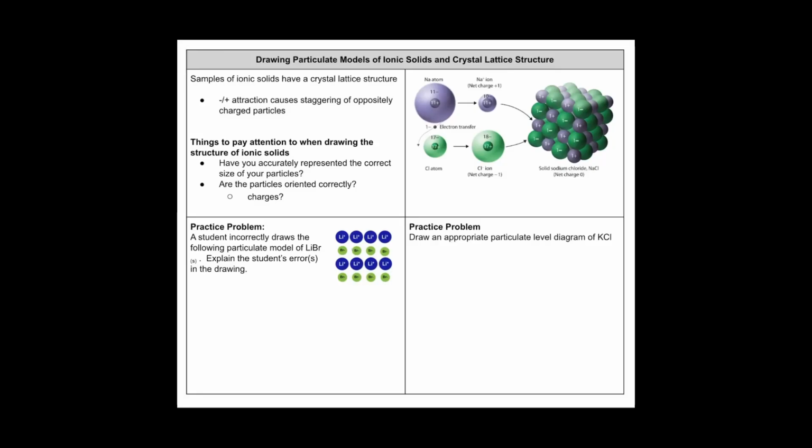All right, ladies and gentlemen, this is going to be the last portion of the notes for this week: how to draw ionic solids in crystal lattice structure, followed by how to draw particulate level diagrams for metal alloys. Before we get into how to draw anything though, I just want to review really quickly what an ionic solid is in the first place and how ionic solids form.